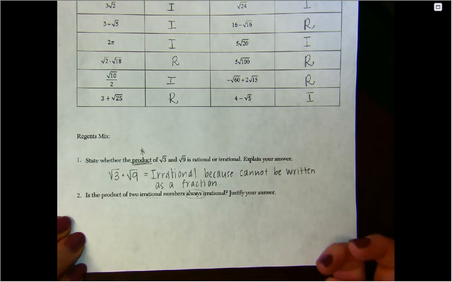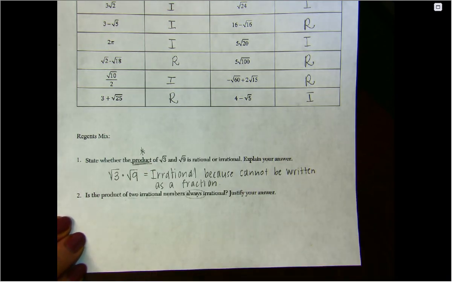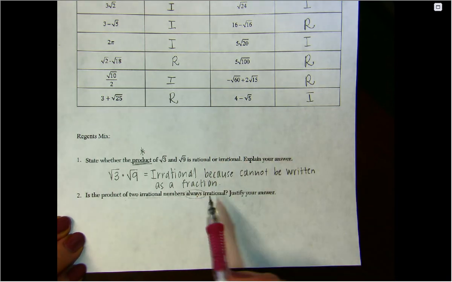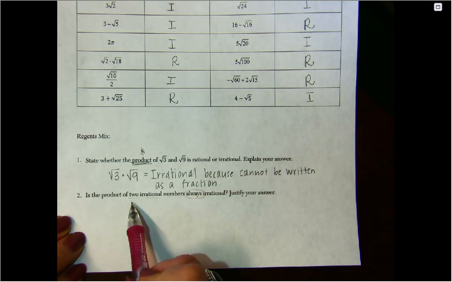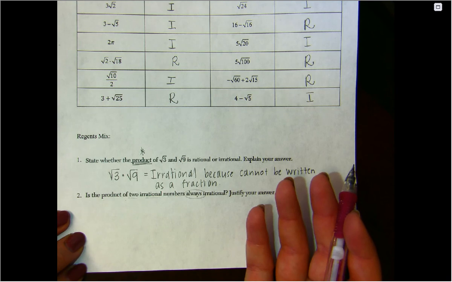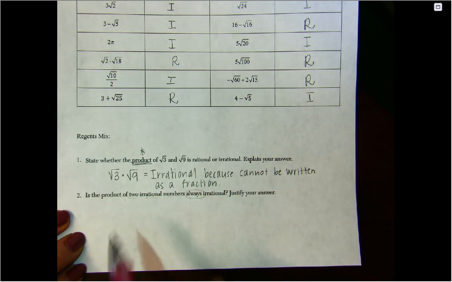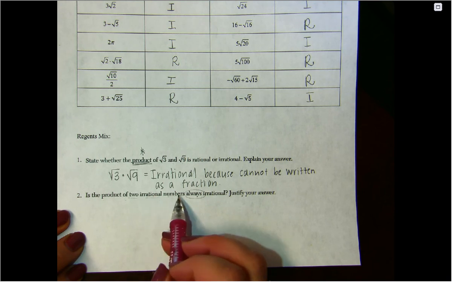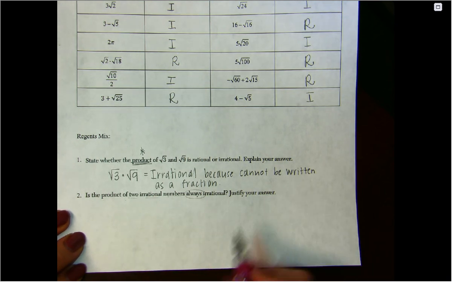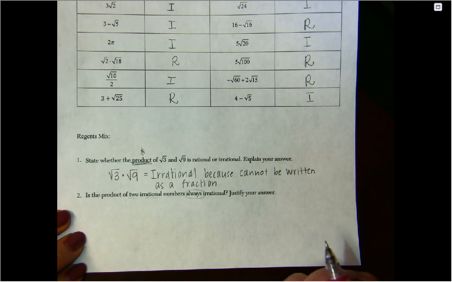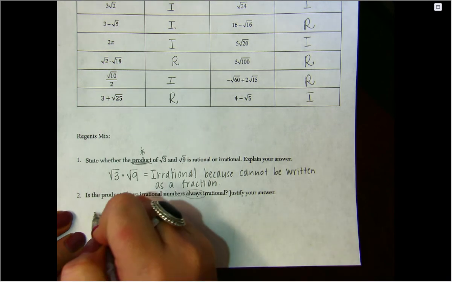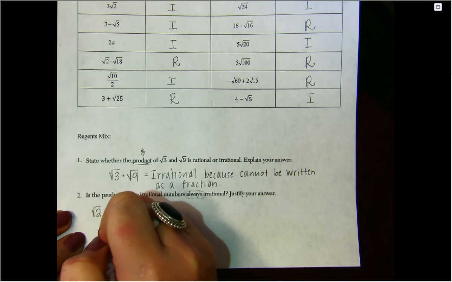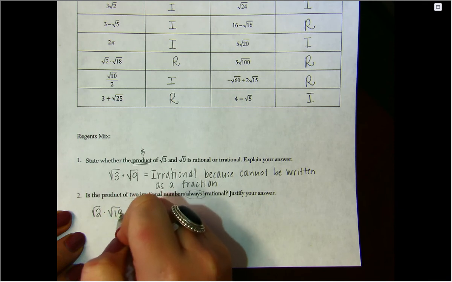So what we're going to do is try to provide examples and counterexamples. So an example would be 2 irrational numbers having an irrational product, and then a counterexample would be 2 irrational numbers having a rational product. So all you have to do here is just pick some numbers and multiply them together. So I'm going to do radical 2 times radical 18.